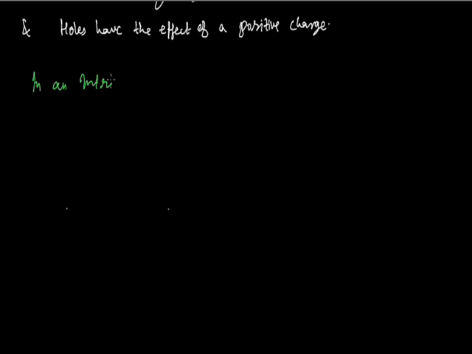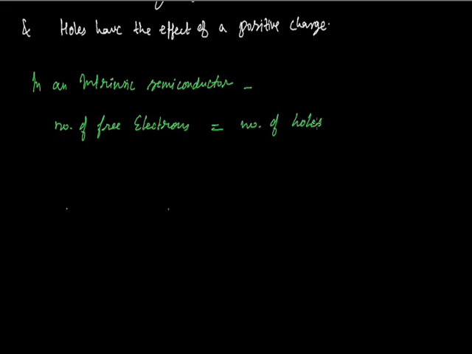In an intrinsic semiconductor, the number of free electrons is equal to the number of holes left by the electrons, which we can express as Ne equals Nh. And since both are free charge carriers which maintain the current flow through a semiconducting device, and they have the same number of electrons and holes, we can consider the number of charge carriers, either positive or negative type, in an intrinsic semiconductor.